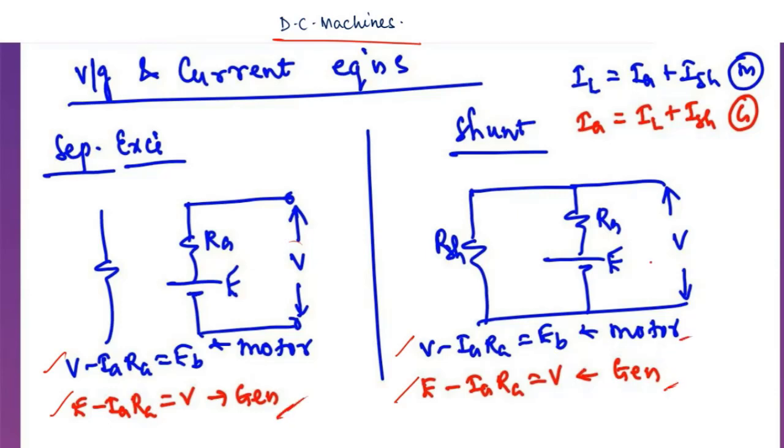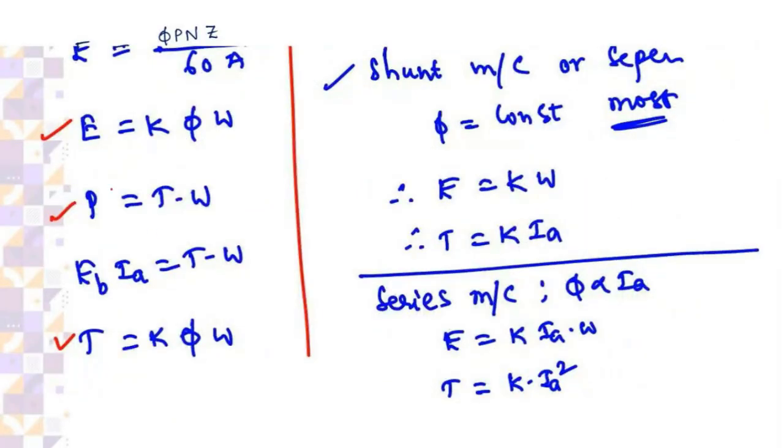And accordingly, you can take up series machines also, and compound machines also. The point you need to remember is E is equal to phi P N Z by 60A. And from this equation we get K phi omega. And from power is equal to torque into omega, if you substitute EB into IA in place of power, then you get the torque equation, K phi IA. So these equations are very, very, very important in order to solve the questions. All right.